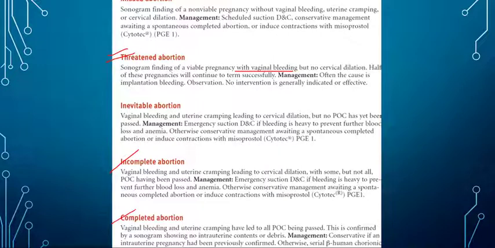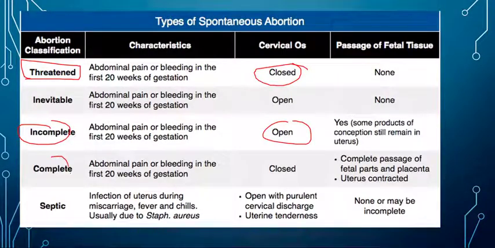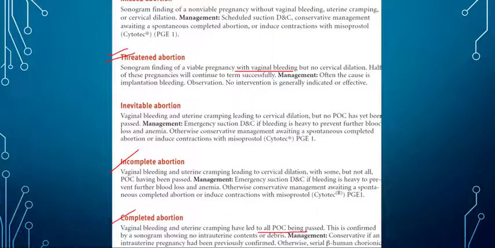After that, there is complete miscarriage, in which the patient will have vaginal bleeding and uterine cramping, and it will lead to all the product of conception coming out of the uterus. The patient will say yes, they have noticed a lot of fetal tissue or a lot of clots coming out, and their os will be closed. So in complete miscarriage, the os is closed. You can only confirm it by doing an ultrasound that there is nothing in there. And management is just conservative. You don't need to do anything for this.